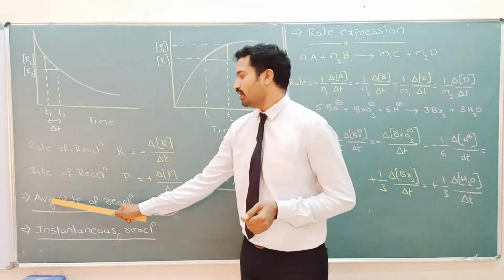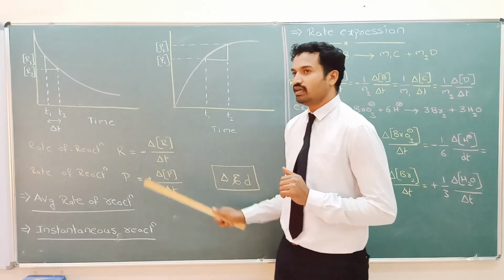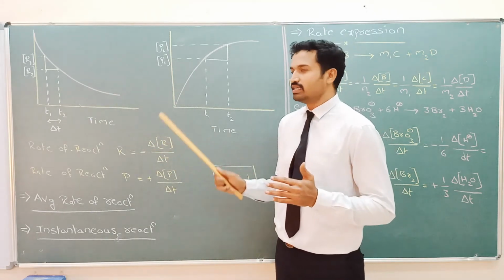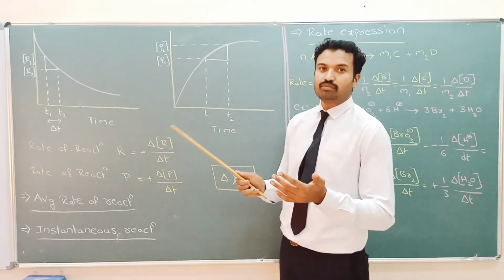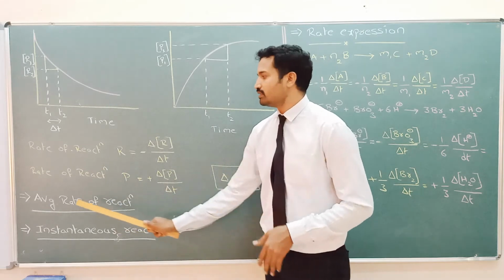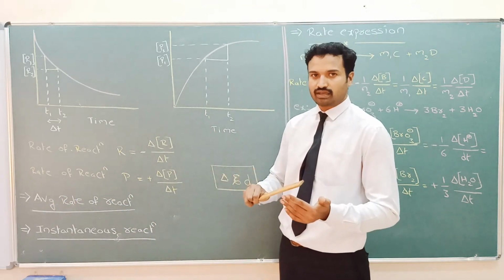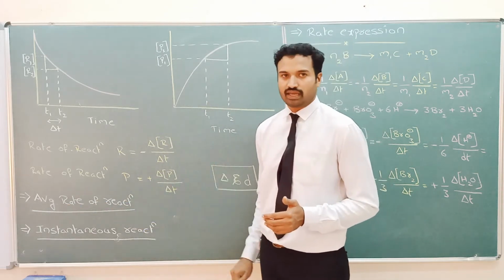Now average rate of reaction. Average rate of reaction definition: the change in concentration of reactant or product within the time interval is called average rate of reaction.